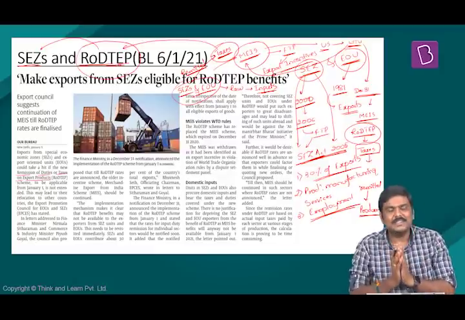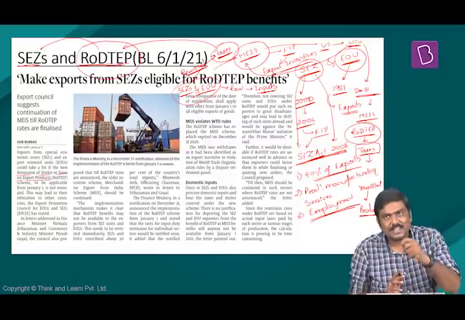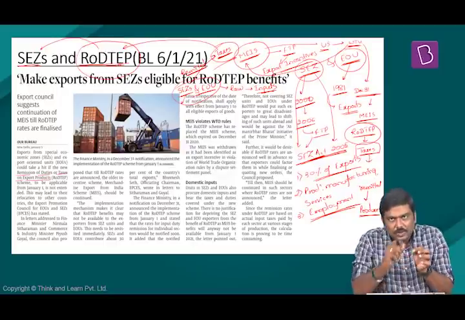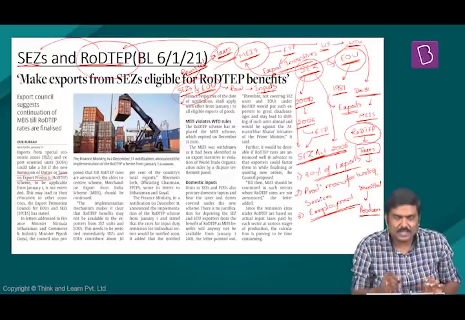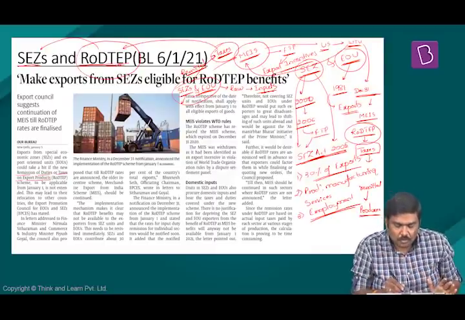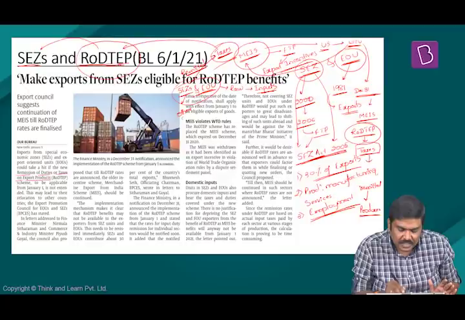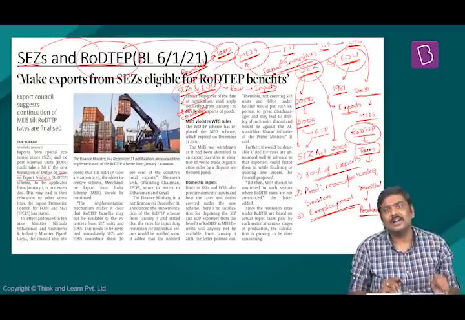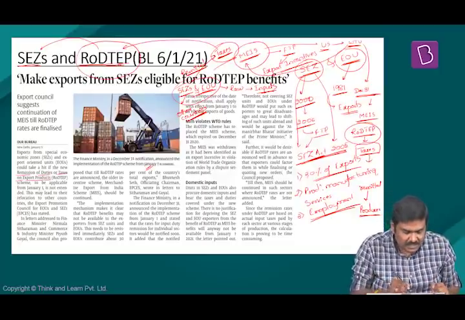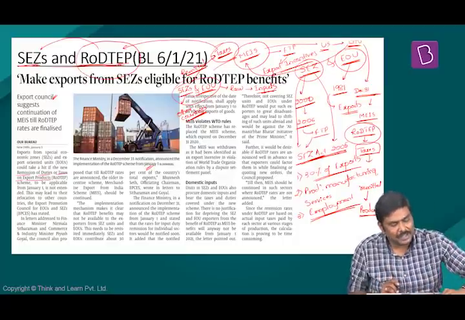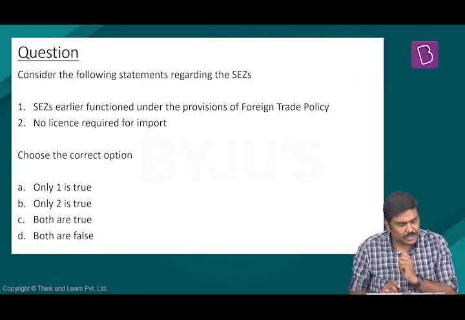The article basically says that if these particular taxes are not remitted back, then the SEZs or the units which are located in SEZs as well as EOUs will be losing their advantage, and they may think of moving to other countries. That is basically they might relocate their production or manufacturing activity from India to other country. So this is basically what has been discussed in this particular article with respect to SEZ as well as RoDTEP. Now based on this discussion, I have given a question here.